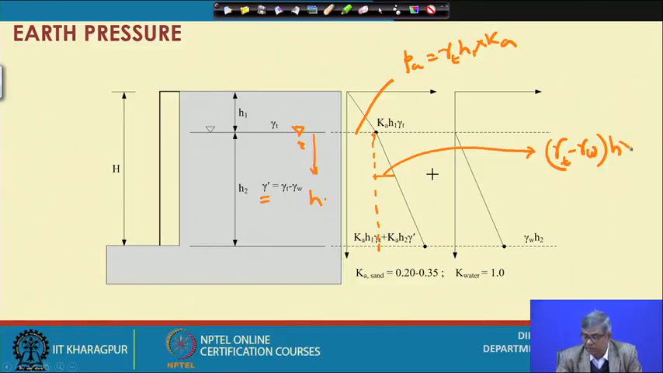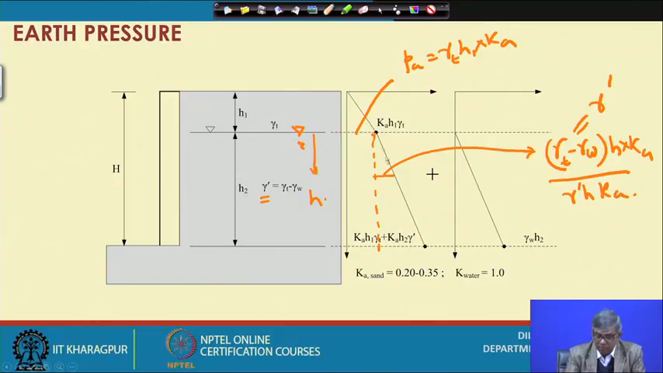So, multiplied by K, this will be added, and this can be written as gamma submerged. So, that means we can write gamma submerged H K. So, when I come from here to here, how much will it be? This height is H2. So, gamma submerged into H2 multiplied by KA.